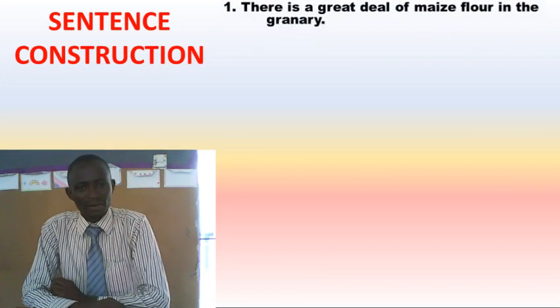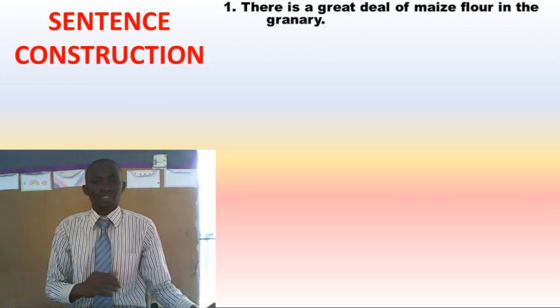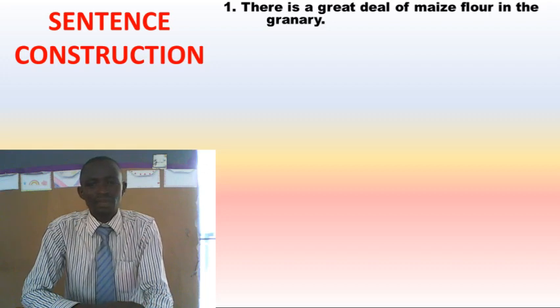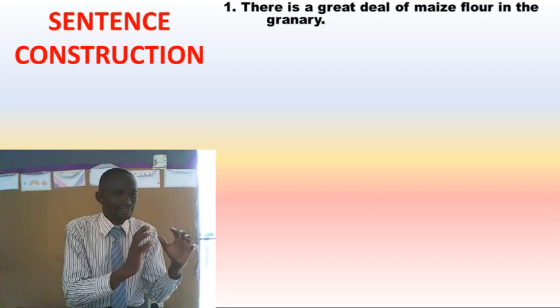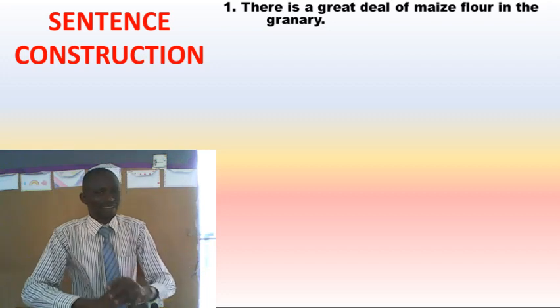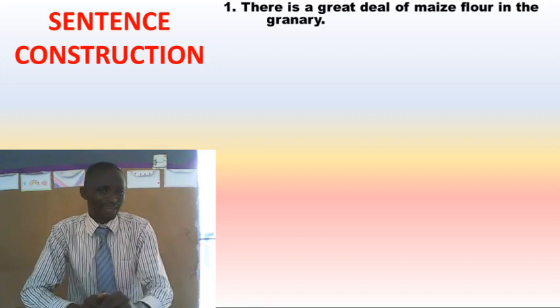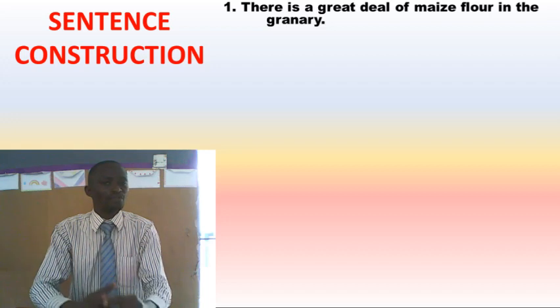Friends, let's have some sentences having the structure a great deal of, and I want to change this into much. An example has it as, there is a great deal of maize flour in the granary. A granary is where we store or keep our foodstuff and other things in the village. I know you have the meaning right from primary one. You learned about the word granary. And we're saying there is a great deal of maize flour.